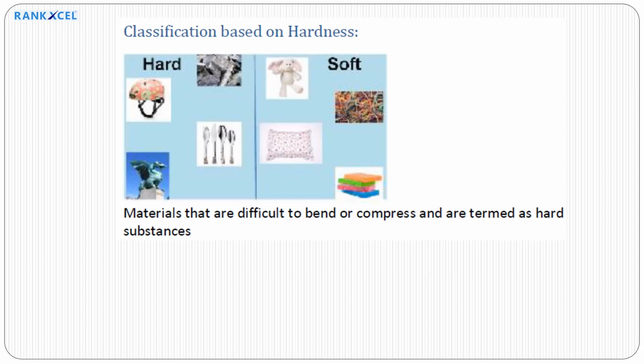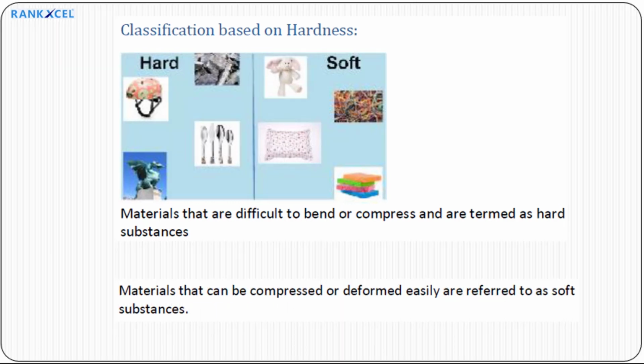Classification based on hardness. Materials that are difficult to bend or compress are termed as hard substances. Materials that can be compressed or deformed easily are referred to as soft substances.